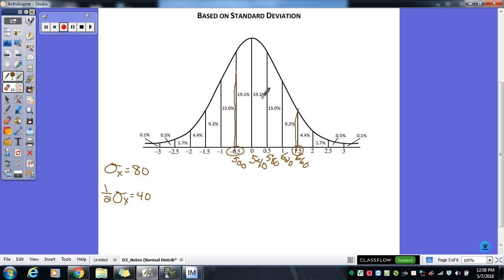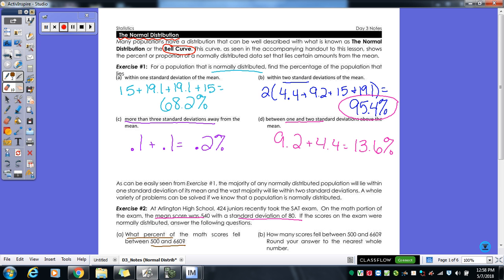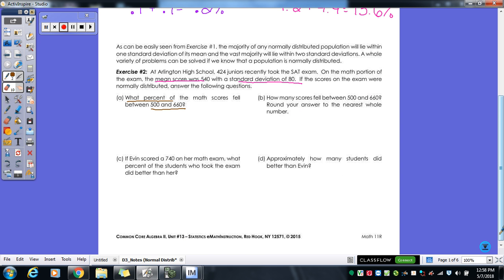So 19.1 plus 19.1 plus 15 plus 9.2. Are we always going to have this? Not on your regions. Do we have to remember this? Add them up. What do we get? 62.4. So 62.4% of the students scored between a 500 and a 660.